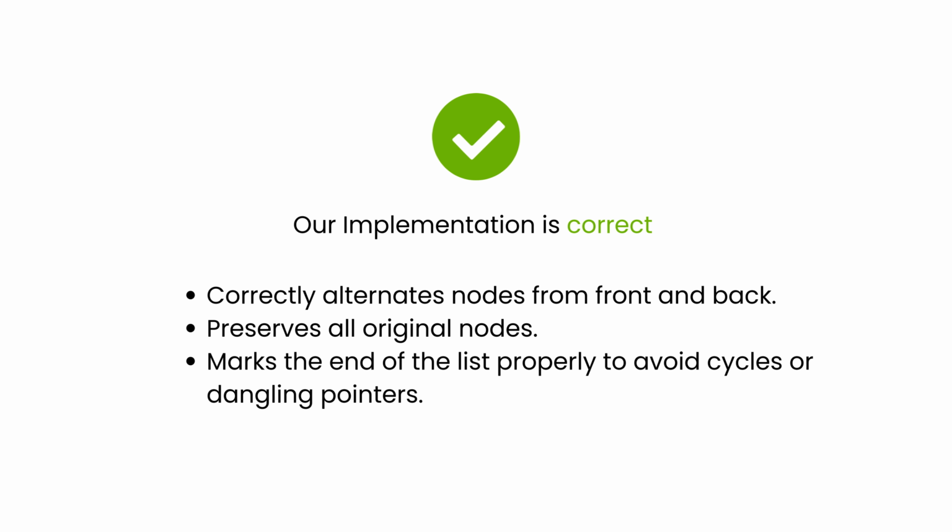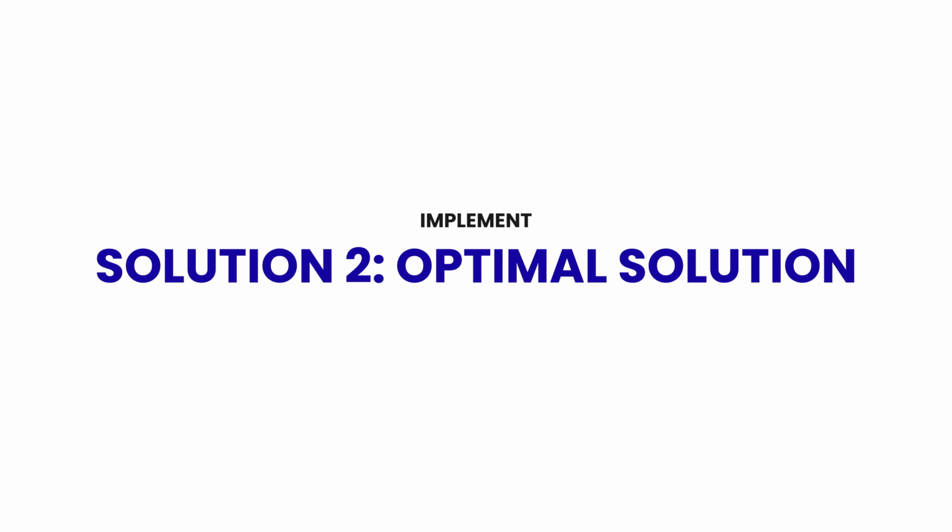Our implementation is correct. It correctly alternates nodes from front and back. It preserves all original nodes. It marks the end of the list properly to avoid cycles or dangling pointers. This solution reorders a linked list in place without using extra space.